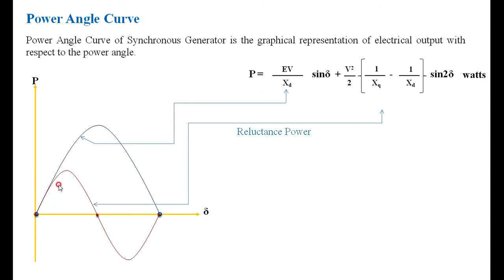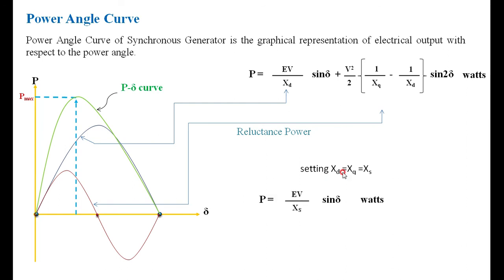Therefore, we have to superimpose these two graphs, so that what I get is the resultant power P versus delta. Then here we get a maximum value. In this case, the maximum power delivered occurs at less than 90 degrees. This is your P max. Then we know that setting x_q equal to x_d, you get EV by x_s into sin delta. This is how you have to derive the power angle equation for the salient pole type of alternator, and you have to draw the graph.